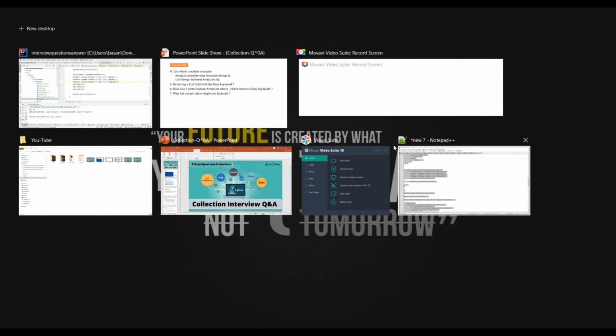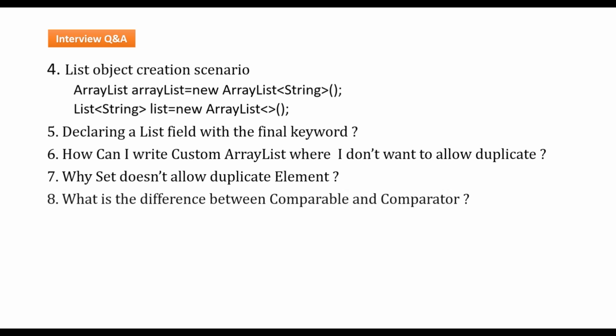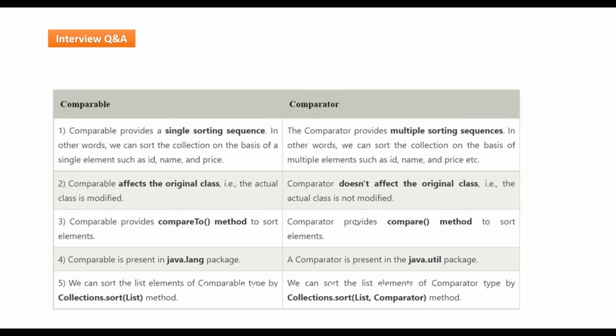Now the next question will be, if you go to the slide: what is the difference between Comparable and Comparator? We'll not go through the theory. I will explain with an example when to use Comparable and when to use Comparator. Now if you go to the next slide, there is a basic difference. Comparable provides a single sorting sequence, whereas Comparator provides multiple sorting sequences.